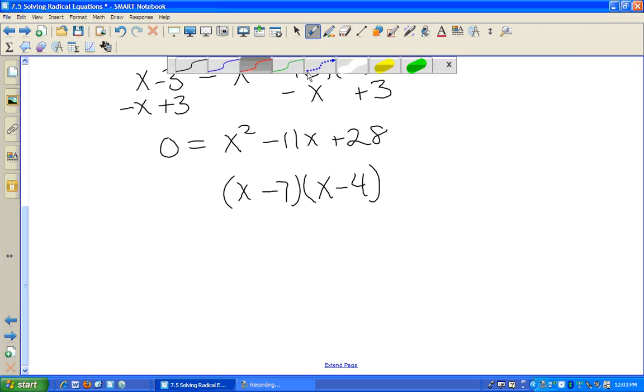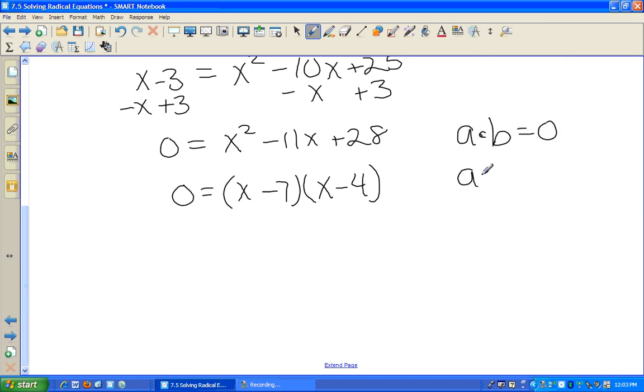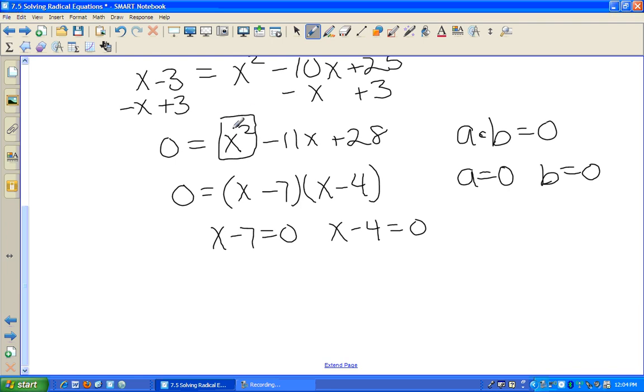So now I still have it set equal to 0. And so what I want to do now is go by the property, if a times b is equal to 0, then I can set a equal to 0 or b equal to 0. So I'm going to do just that. X minus 7 is equal to 0, and x minus 4 is equal to 0. Solve both of these for x. Notice that I'm dealing with a quadratic, and so I'm going to have two solutions. And here they are, x equals positive 7 and x equals positive 4.